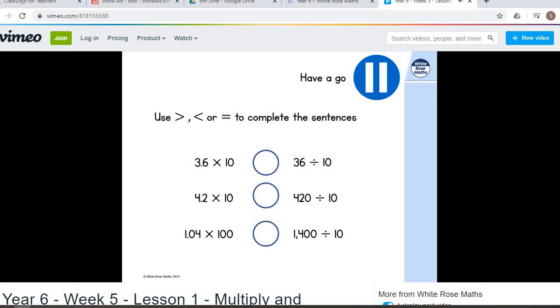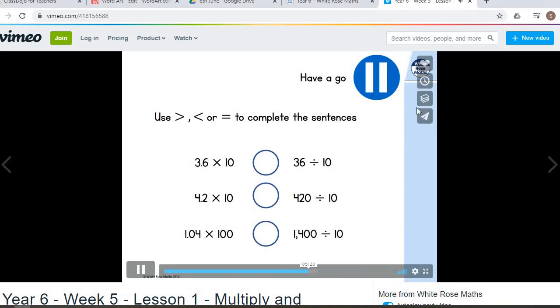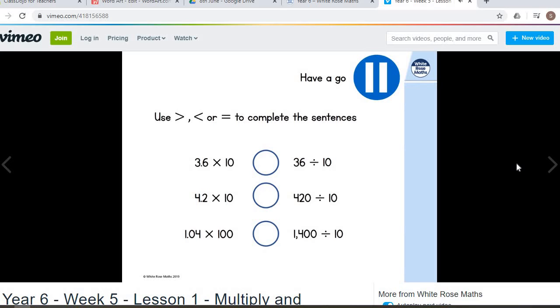Some for you to have a go now. So pause the video, see if you can use the symbols greater than, less than, or equals to complete the sentences. Let's think of that first one. 3.6 times by 10, well, that would be 36.